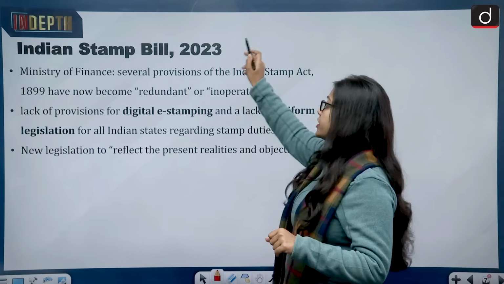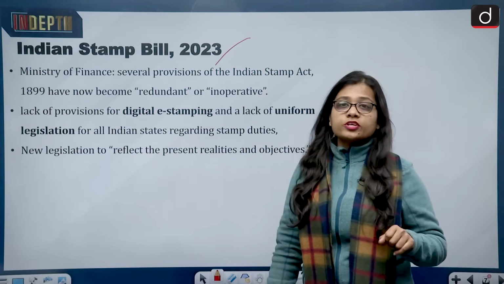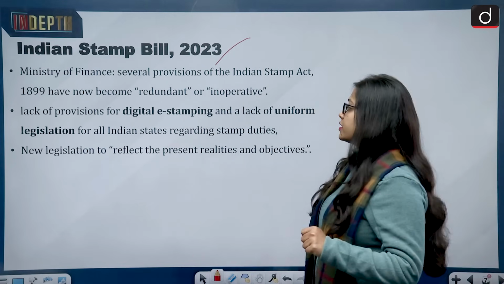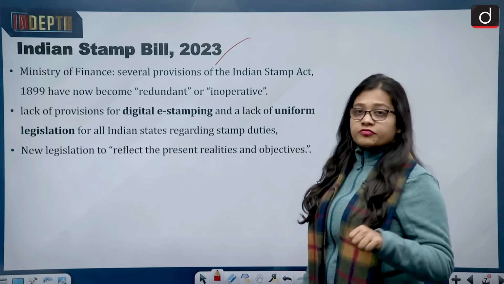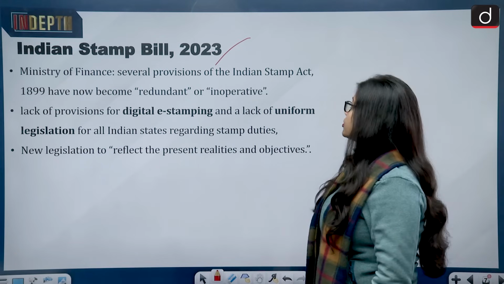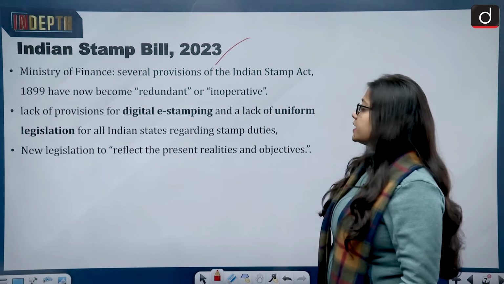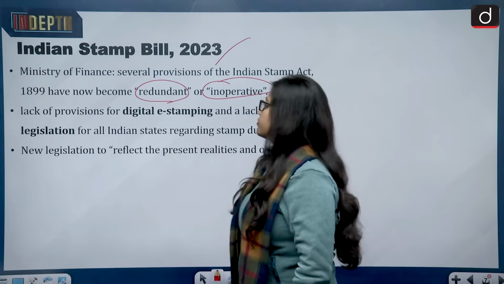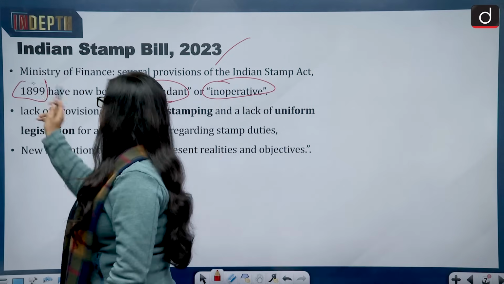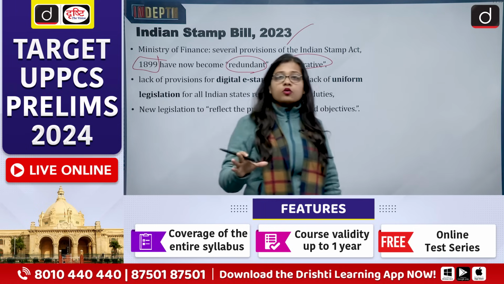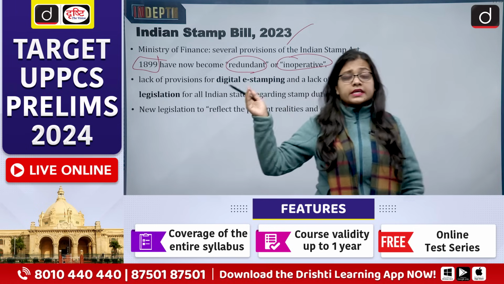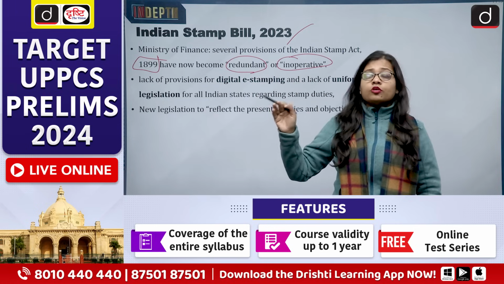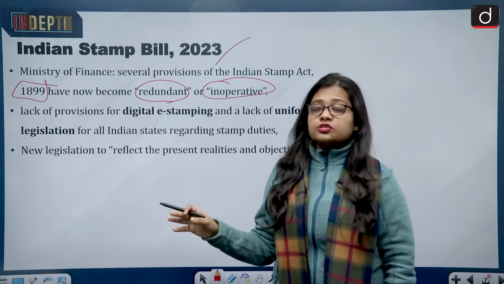It is a valid evidence in a court of law, and on what things it is made. Now let's talk about the Indian Stamp Bill for the year 2023. According to the Ministry of Finance, several provisions of the Indian Stamp Act 1899 have now become redundant or inoperative. So the Indian Stamp Act, which is in force as of now, was made in the year 1899. Now hundreds of years have passed by.